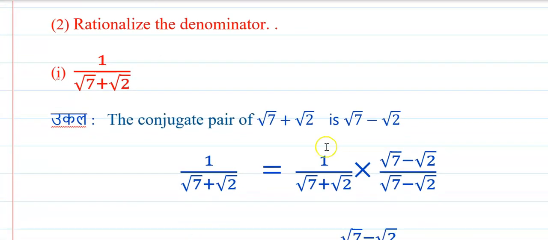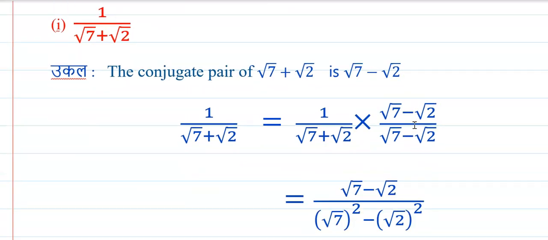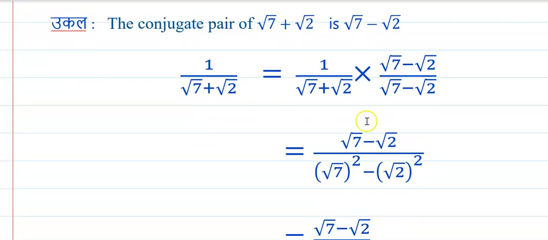Now the next question is rationalize the denominator: 1 upon root 7 plus root 2. What is the conjugate of this? The conjugate pair of root 7 plus root 2 is root 7 minus root 2. Therefore, multiply the numerator and the denominator by root 7 minus root 2. What happens to the numerator? 1 into root 7 minus root 2 is root 7 minus root 2. And what about the denominator?